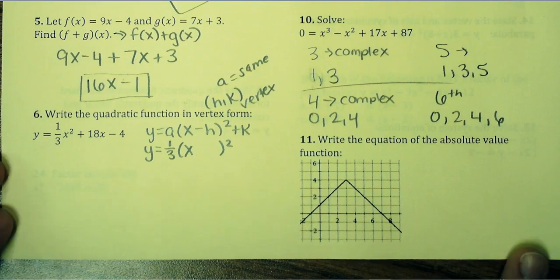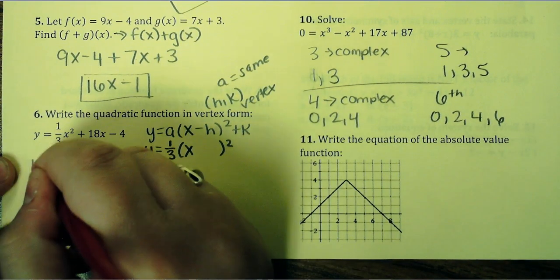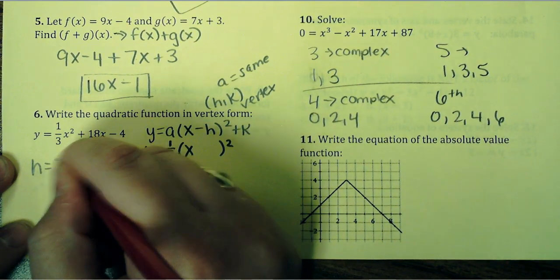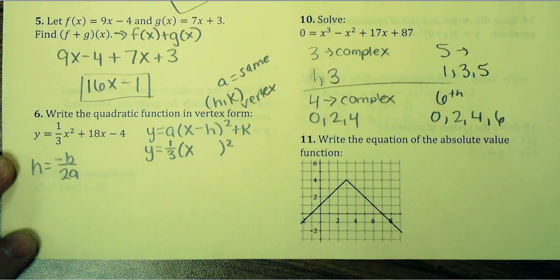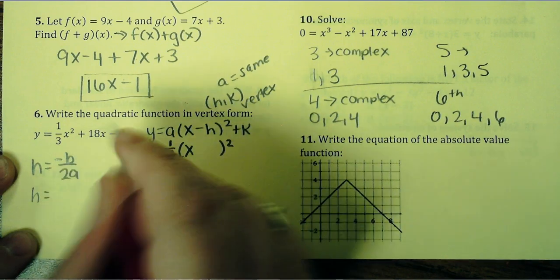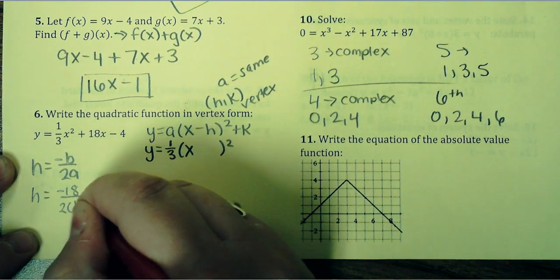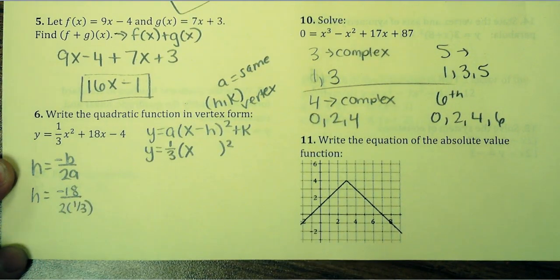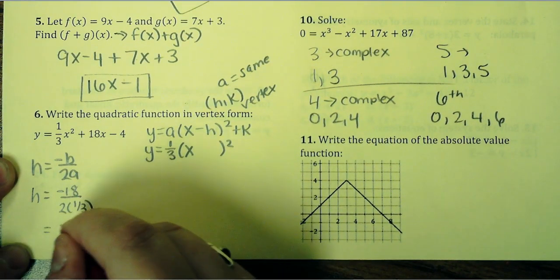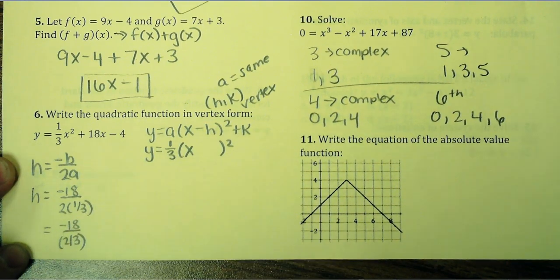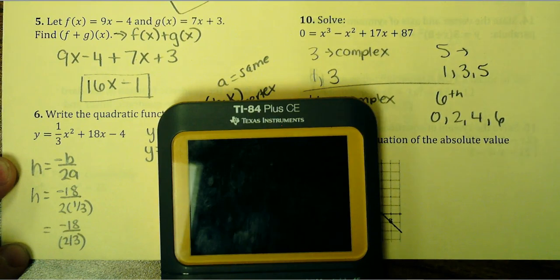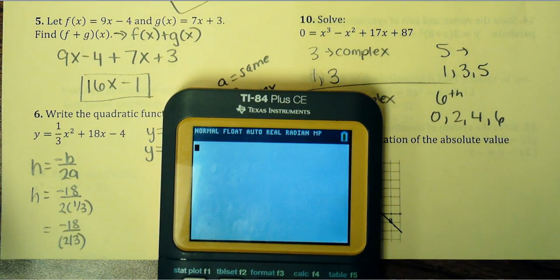Okay, so to find the x-coordinate of the vertex, if you have standard form, it's just negative b over 2a. So for this question, negative b would be negative 18 over 2 times the a value, which would be 1/3. Okay, we've got negative 18 divided by 2/3. Now, if you're going to type this in your calculator, be real careful that you put parentheses around this. I'm going to show you why. Negative 18, whoops, divided by 2/3.